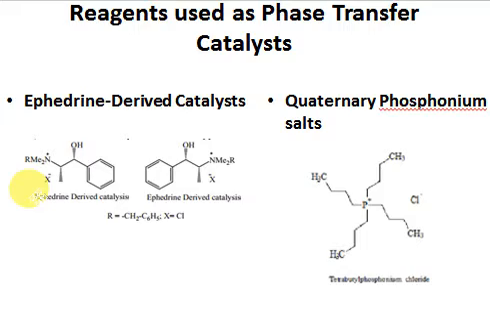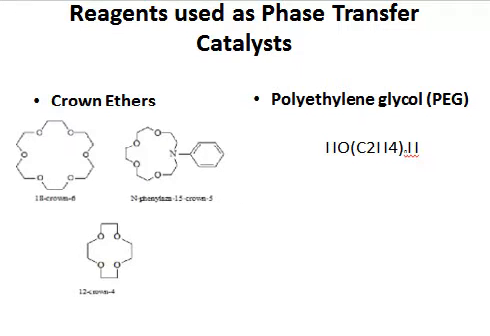Next we have quaternary phosphonium salts, in which the central atom is phosphorus, right? Again, the negative part, normally the halogen, is neutralizing the positive charge. Again, you can see that here the organic part is larger, and the organic part should be larger and nonpolar. Then we have crown ethers and polyethylene glycol, also known as PEG.